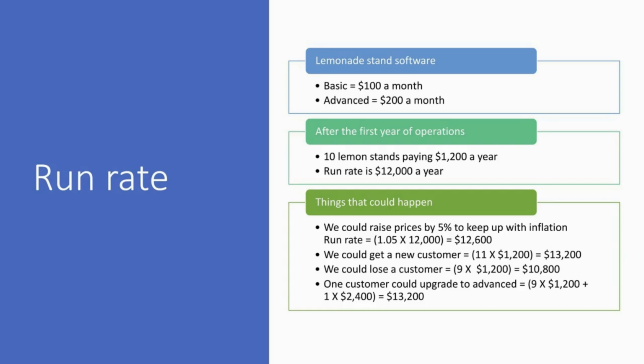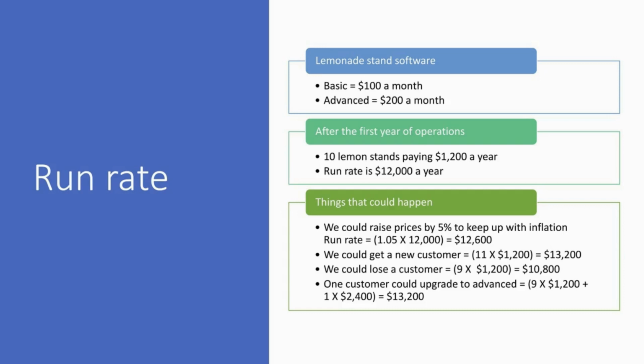So let's say that after the first year of operations, we have 10 lemonade stands paying us $1,200 a year. Well, we can do the simple math, 10 times $1,200. That's a run rate of $12,000 a year. Now, this is quite important to understand. If nothing else happens, if that was always the same every year, we'd receive $12,000. That's our run rate.